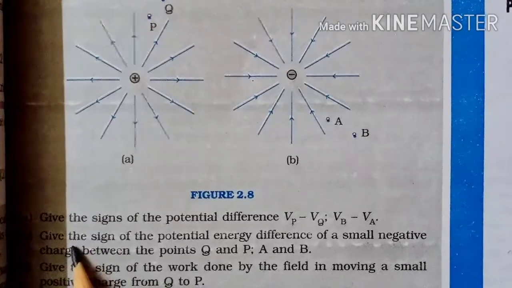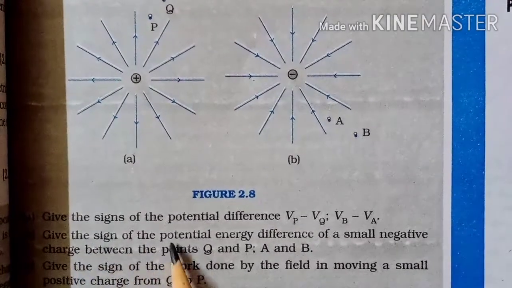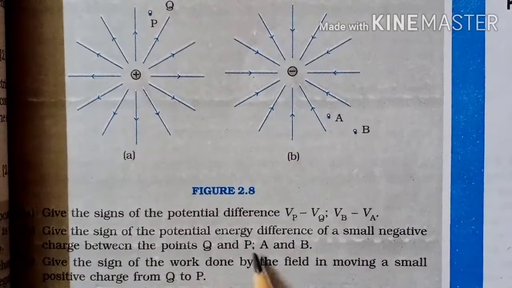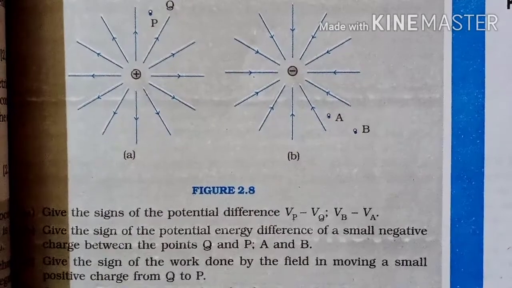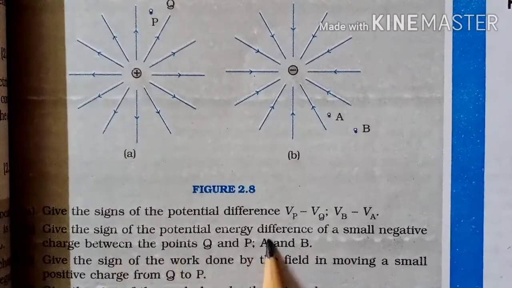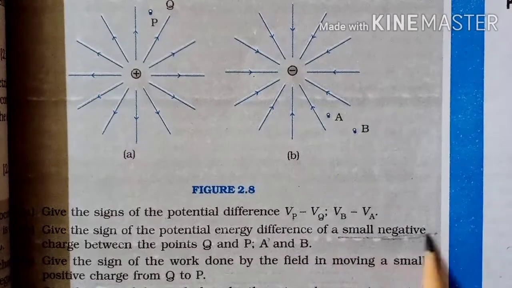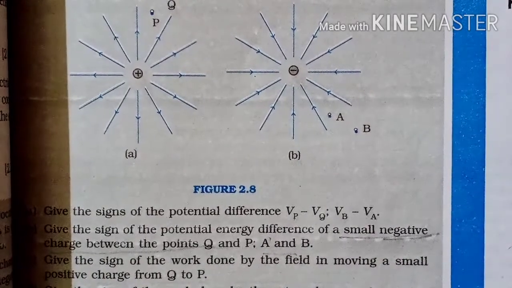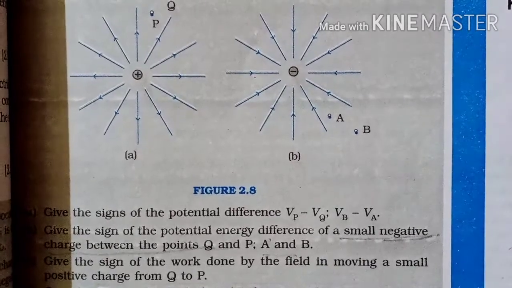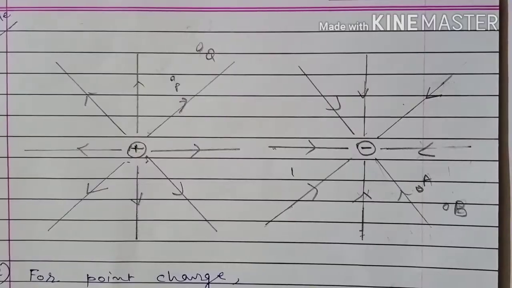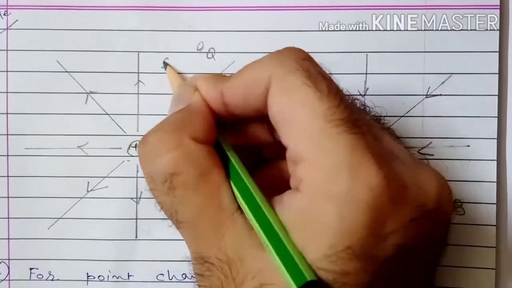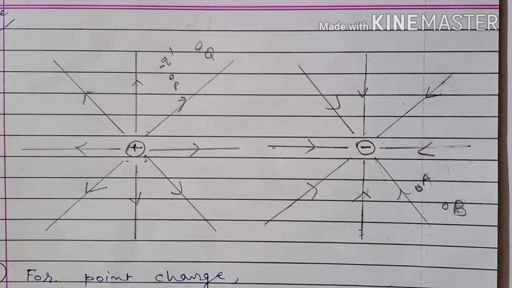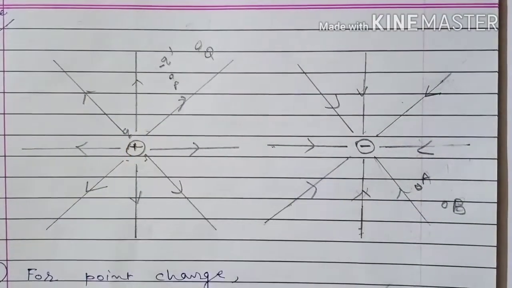In part B, they are asking us to give the sign of the potential energy difference of a small negative charge between the points Q and P, and A and B. Here, suppose I take a negative charge, minus Q dash. This is a small negative charge, and this charge I am taking near Q.